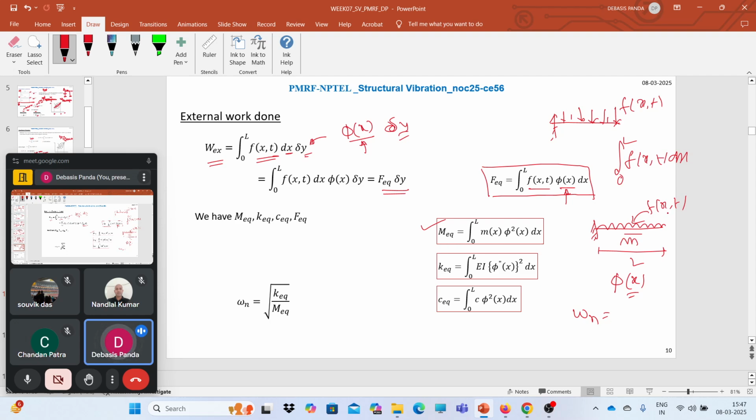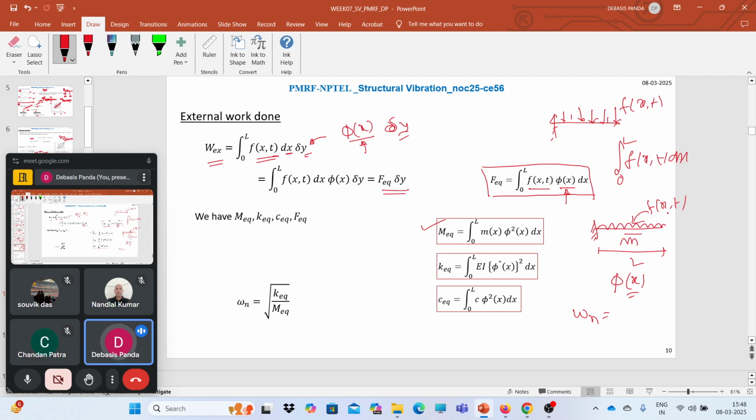Look here, we haven't considered any point-wise degree of freedom for this entire system. Instead, we converted the mass per unit length, stiffness, and all these properties into equivalent mass, equivalent stiffness, equivalent damping, and even equivalent force quantities, from where we can get the idea of the equivalent first natural frequency. Once we have the natural frequency, we can look for the response spectrum.